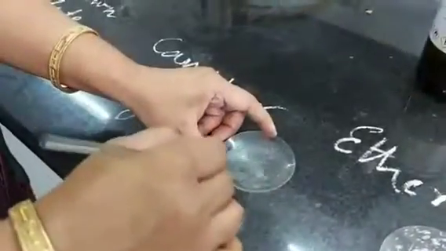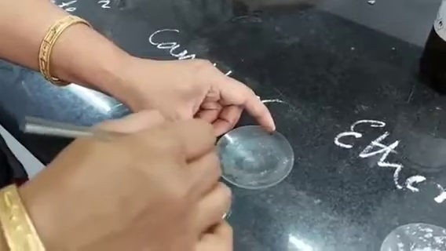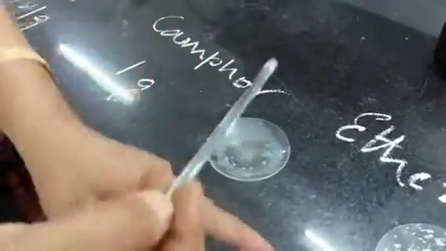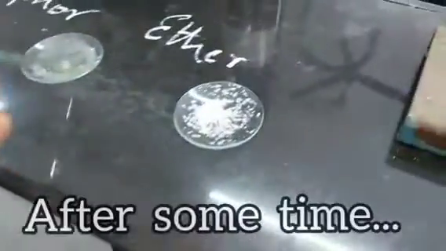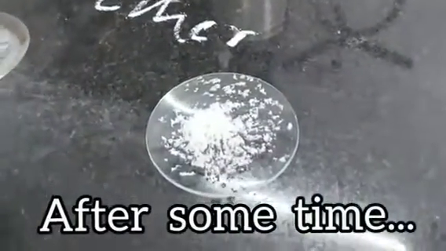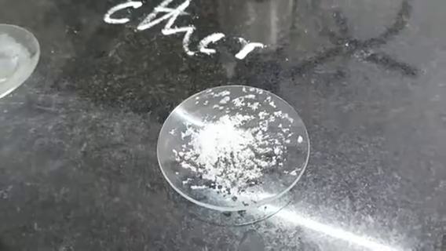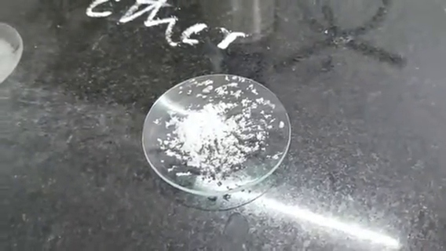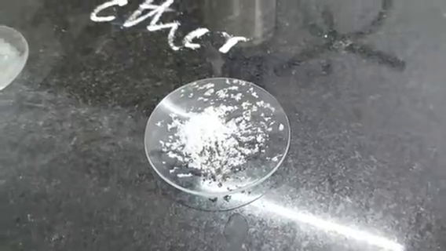Now we have dissolved the unknown solute with the camphor in the ether, and finally we are going to get a solid mixture like this, where the ether is completely evaporated and we are getting a dry solid mixture of the unknown solute and camphor.